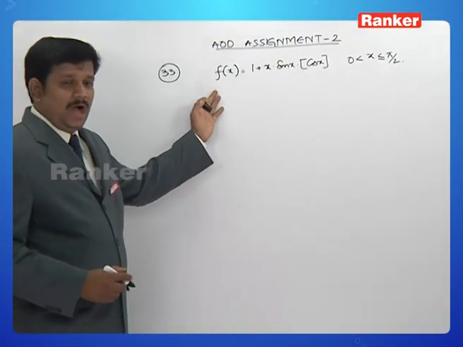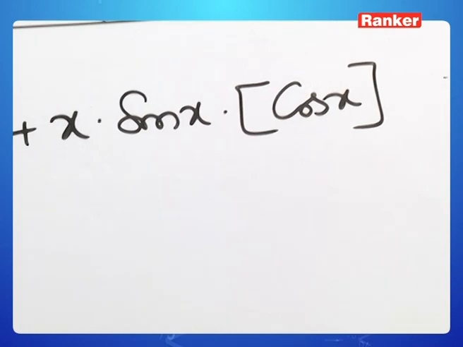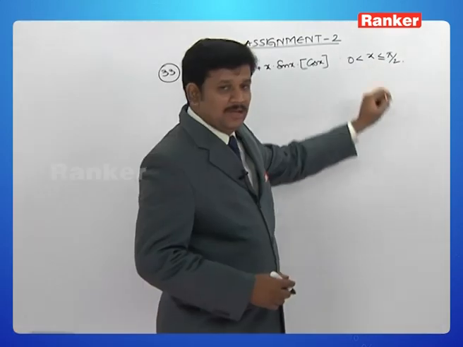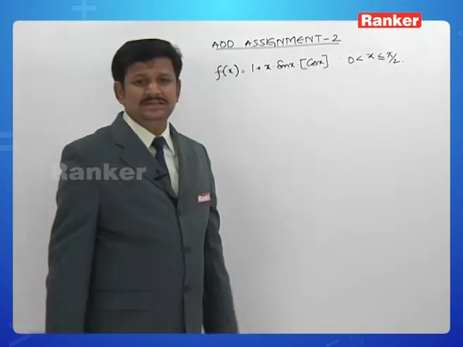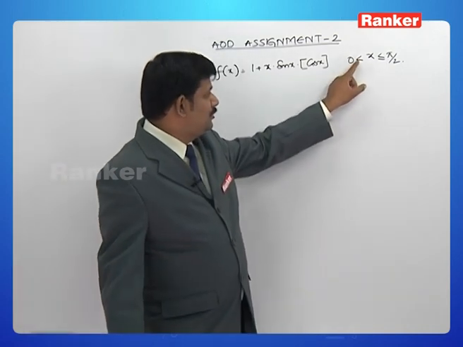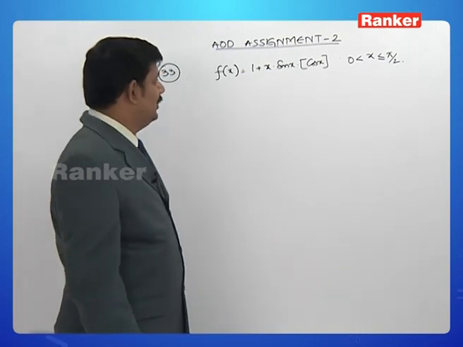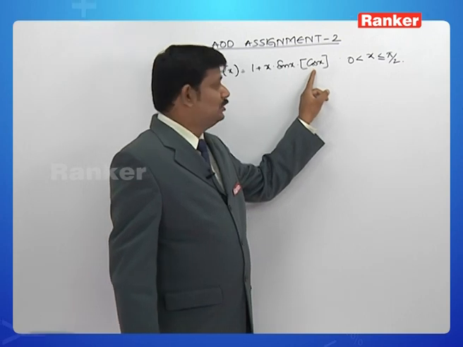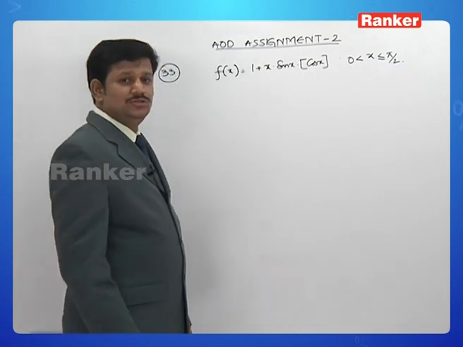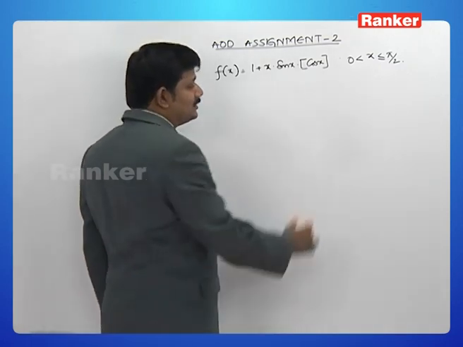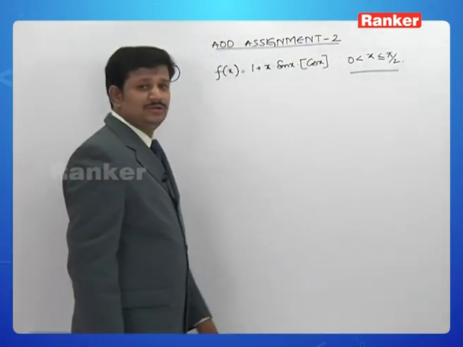Now, observe the function f of x is equal to 1 plus x into sin x into the integral part of cos x, and this function is defined in 0 to pi by 2. Whenever x lies between 0 and pi by 2, cos x will lie between 0 and 1. As there is no equality here, it can't be 1, so it will be in the open interval 0 to 1. And at pi by 2 it is also 0, so cos x lies between closed 0 and open 1, and the integral part of cos x thereby is 0 for all values of x between 0 and pi by 2.